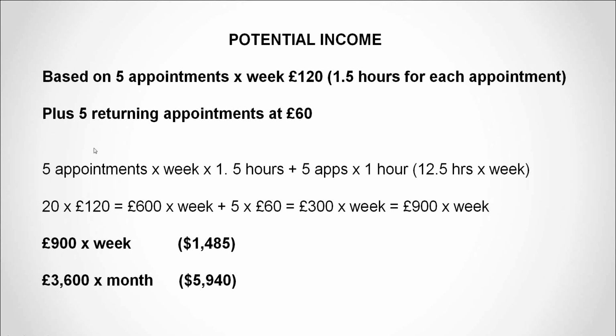So again, we're basing this on 5 appointments a week at £120, plus now we've got 5 returning appointments at £60. So 5 appointments a week, 1.5 hours, plus 5 appointments at 1 hour. We're up to 12.5 hours a week now. So that's 5 times 120, that's 600 a week, plus 5 at half price, 5 at £60, that's another 300 a week. So we have a total now of £900 a week.